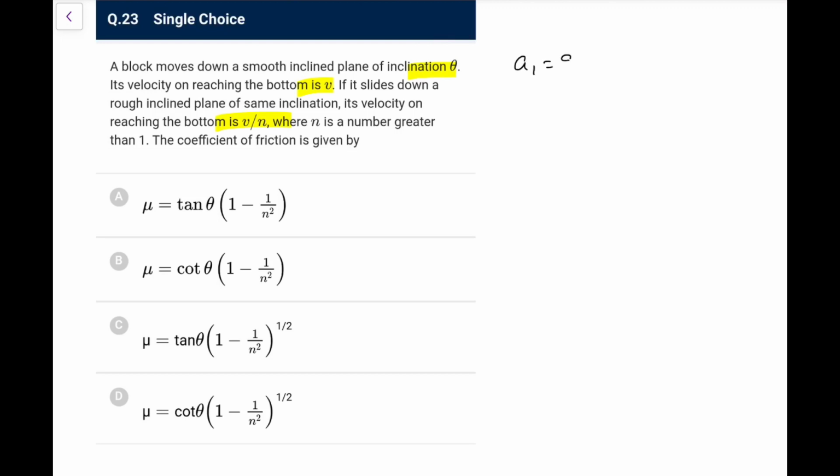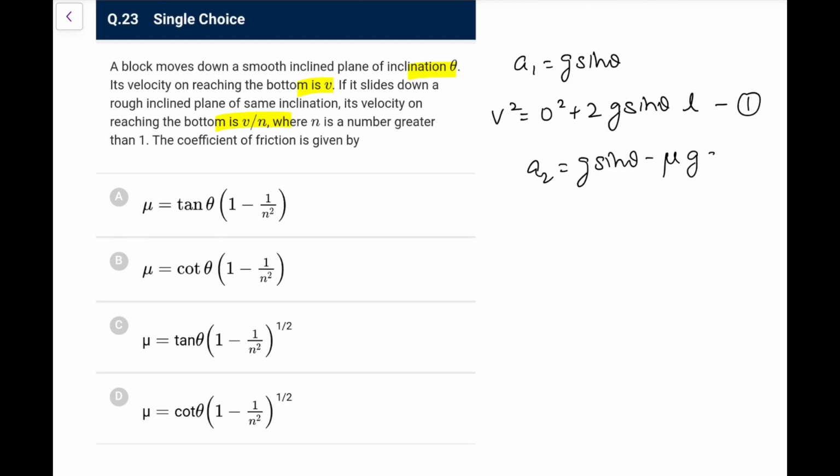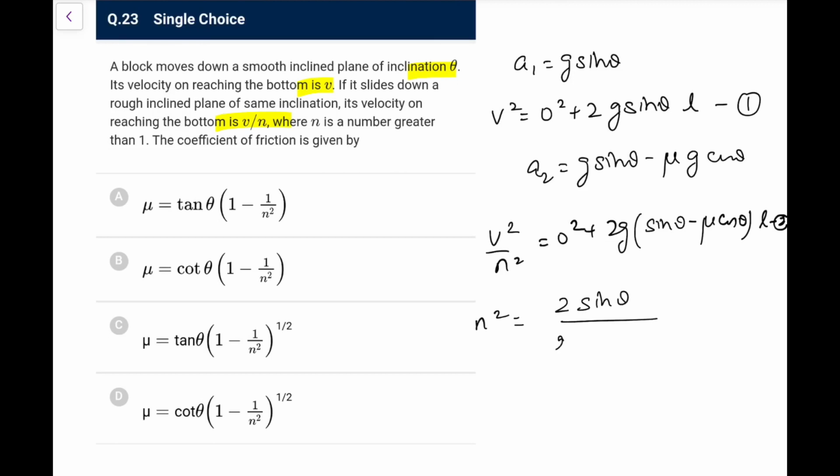In the first case, the acceleration is g sine theta. Applying v square equals u square, 0, plus 2g sine theta into L. In the second case, the acceleration reduces because of friction, it becomes g sine theta minus mu g cos theta. So here v square by n square is 0 plus 2g, taking it as common, sine theta minus mu cos theta, into L. So divide both, you will have n square equal to 2 sine theta upon 2 times sine theta minus mu cos theta.